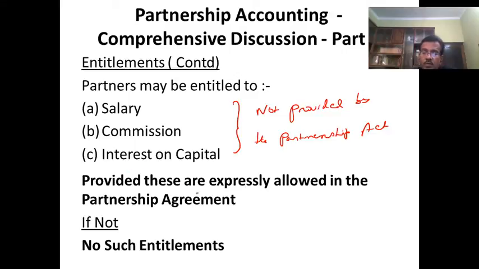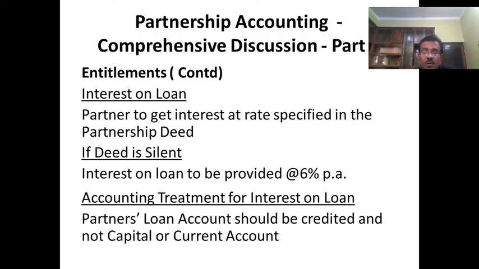It is not provided. So therefore, this is supposed to be nil in case the partnership deed is silent. In order to get salary, in order to get commission, in order to get interest on capital, these things should be expressly and clearly mentioned in the partnership agreement. If the partnership agreement is silent, then these emoluments are not coming up. They will not get. Okay.